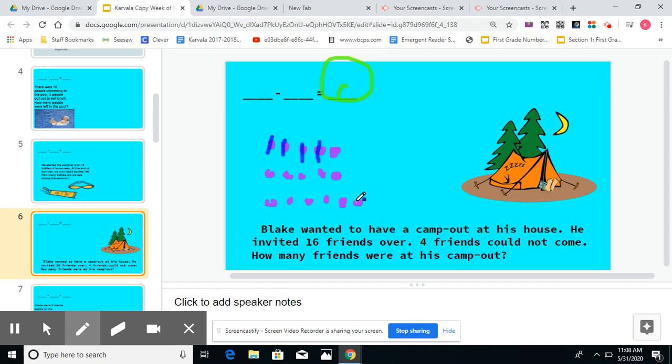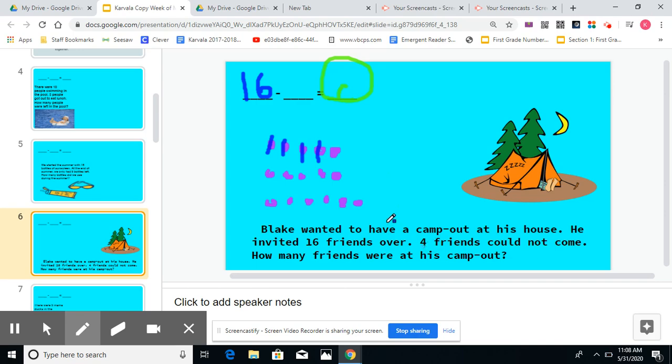So how many friends did we start with at the camp out? He invited 16 of his friends over. So I'm going to put my large number here, 16. And then it says he invited, let's see, 4 of them could not come. How many friends were at his camp out? So I'm looking for that number there.